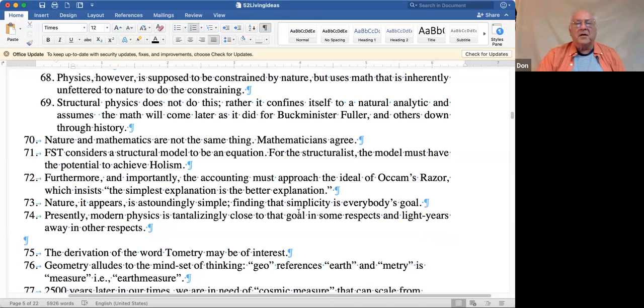Furthermore, and importantly, the accounting must approach the ideal of Occam's razor, which insists the simplest explanation is the better one. Nature, it appears, is astoundingly simple, and finding that simplicity is everybody's goal. Presently, modern physics is tantalizingly close to that goal in some respects, and light years away in others.